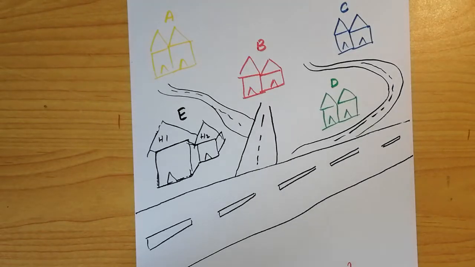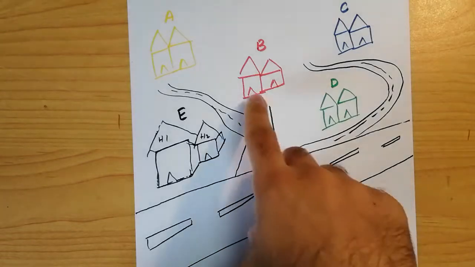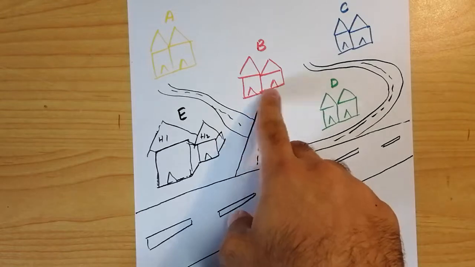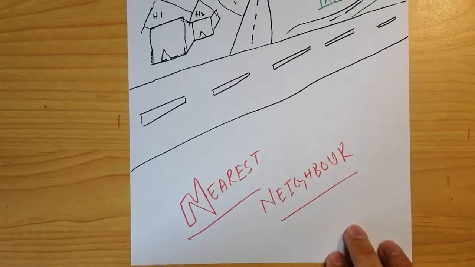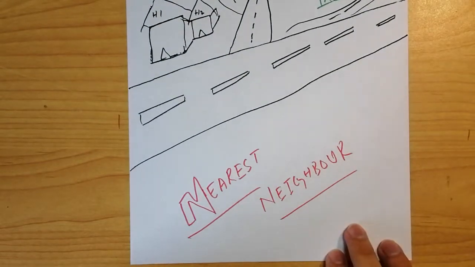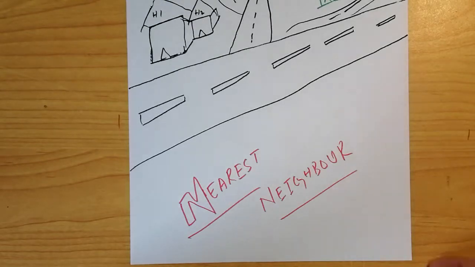So everyone wants their partner to be close to them, and for that the distance between their houses must be very small, right? So that is what we want to do in the nearest neighbor: finding a partner that is the nearest to us, right?